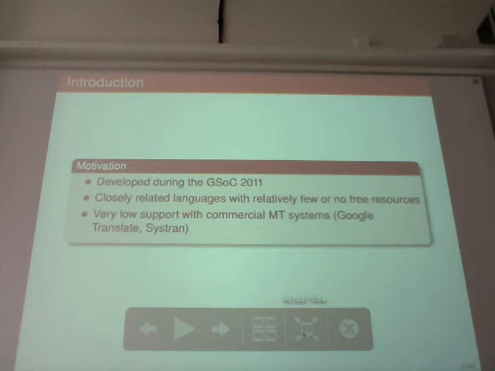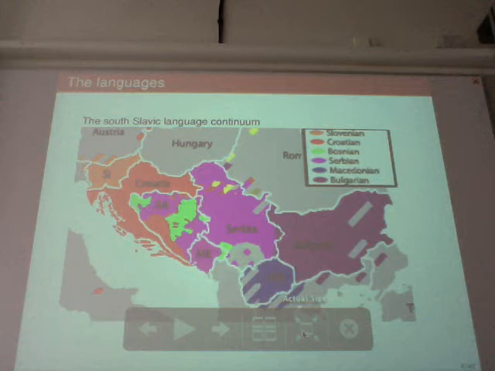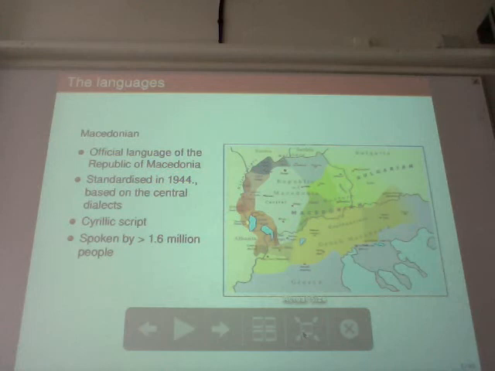Serbo-Croatian and Macedonian are languages of the South Slavic language group. Macedonian, together with Bulgarian, is in the Eastern branch, while Serbian, Croatian, Bosnian, and Montenegrin are together with Slovenian in the Western branch. This map is based mostly on ethnicity, not so much on linguistics, but you can see how the languages are set here. The Macedonian language is the official language of the Republic of Macedonia. It was standardized at the end of the Second World War. The standardization was based on the central dialects. It's written in Cyrillic script and spoken by over 1.6 million people in the Republic of Macedonia, the surrounding regions, and abroad.